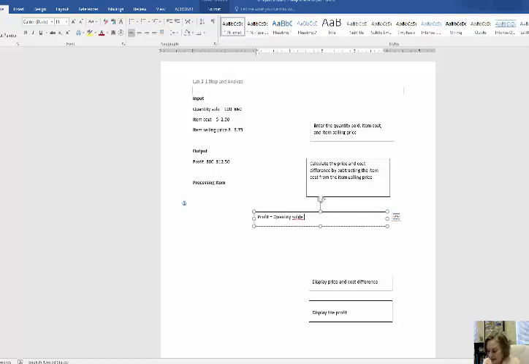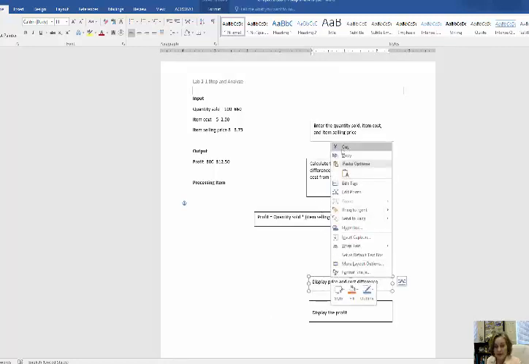sold times, that's what the asterisk is for, item, and you've got to use your parentheses, and we're going to get into more of this in the next chapter. Item selling price minus item cost. Okay? Now, this would go away because you would not be having that.